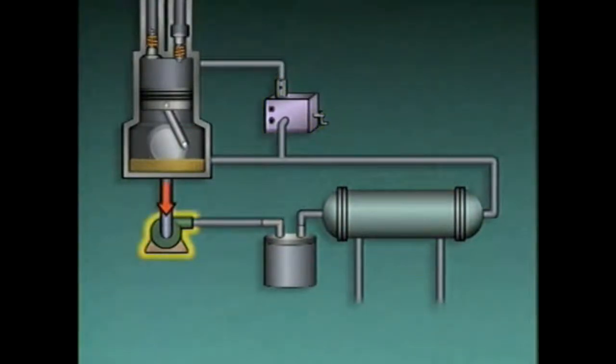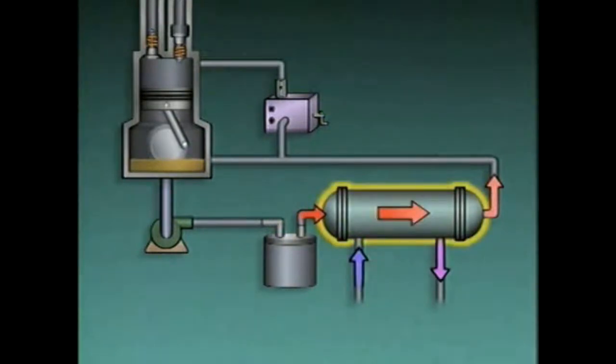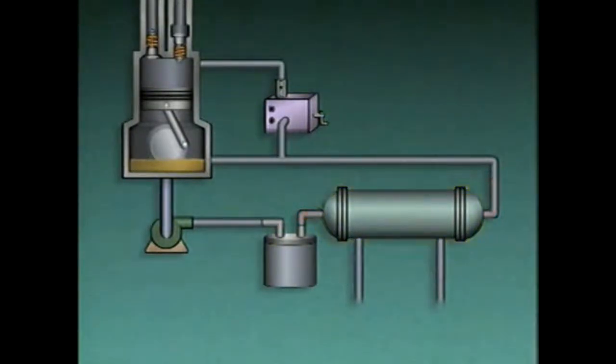Oil from the compressor flows into the pump. The oil is then pumped through the filter, which removes any solid particles from the oil. Next, the oil flows through the heat exchanger where it is cooled. From the heat exchanger, most of the clean, cool oil flows directly back to the compressor to lubricate some of its moving parts, but some of the oil flows to the oiler.